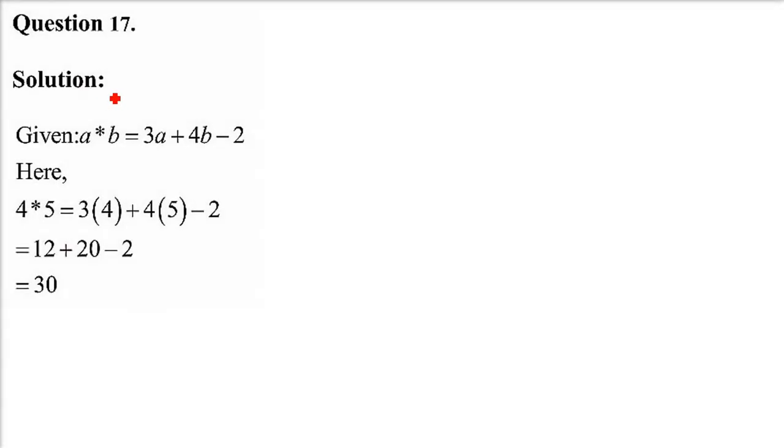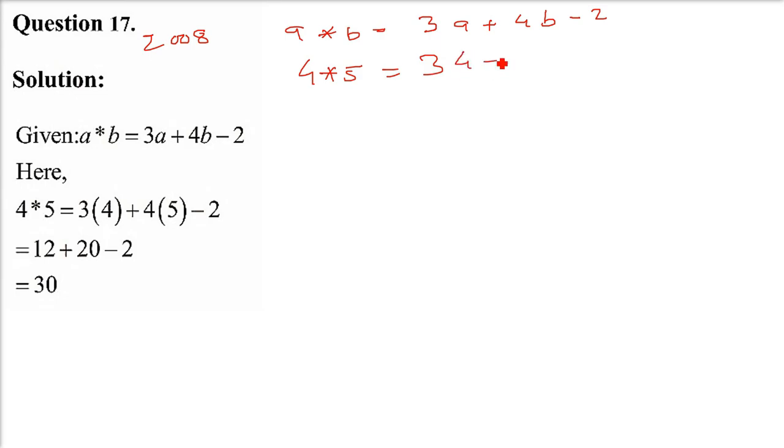Next question is, this is CBSE 2008. Let star be the binary operation defined by A star B equals 3A plus 4B minus 2. So we have to find out 4 star 5. In place of A just put 4, in place of B just put 5. So 3 into 4 is 12, 4 into 5 is 20, 12 plus 20 is 32, 32 minus 2 is 30. So 30 will be our answer.